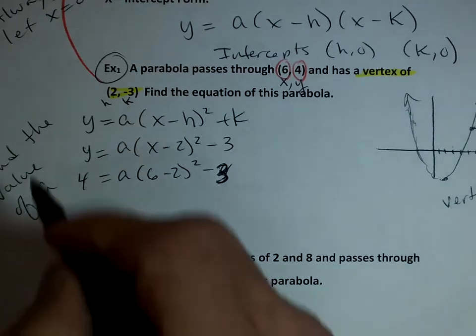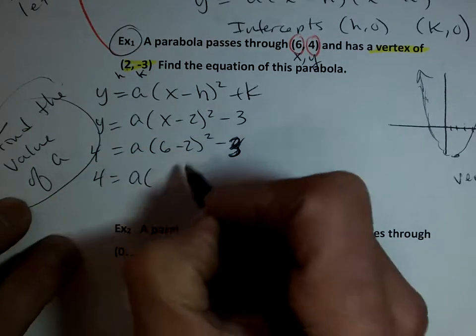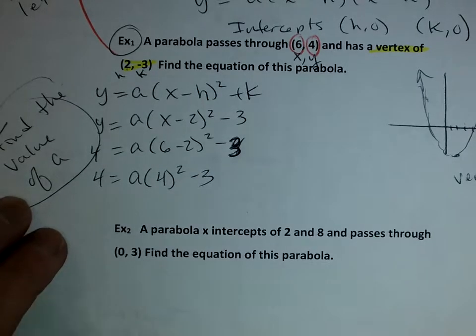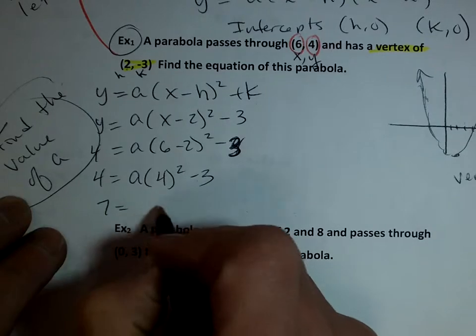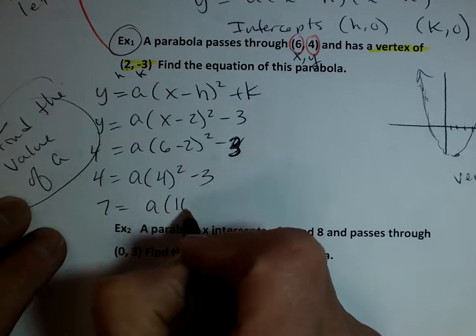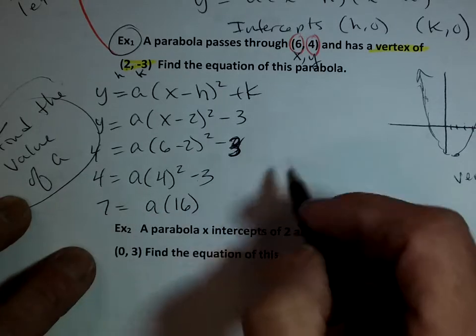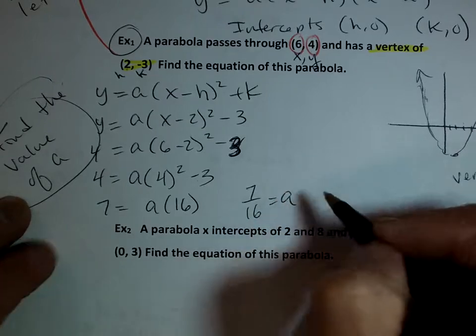So we're going to solve for a. Let's find the value of a. 4 equals a times (6 minus 2) squared, which is 4 squared, minus 3. I'm going to add 3 to both sides. So 7 equals a times 16. If I divide by 16, a is going to be 7/16. Okay, we're almost done.